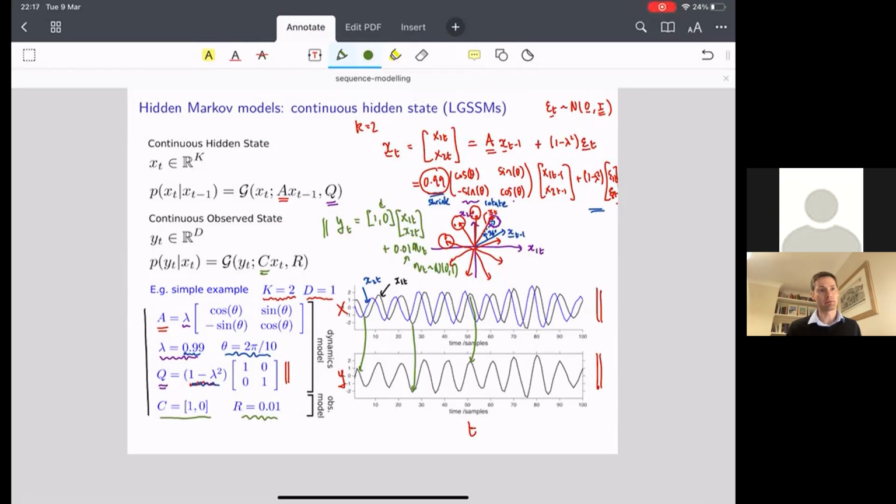And this is why these types of models are really useful in things like control and signal processing, because you can capture linear dynamics using these types of models. Okay, so I hope this has given you a good flavor for what kind of behavior linear Gaussian state space models can capture and why they're useful.